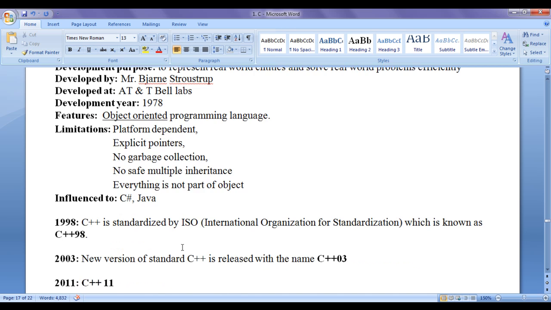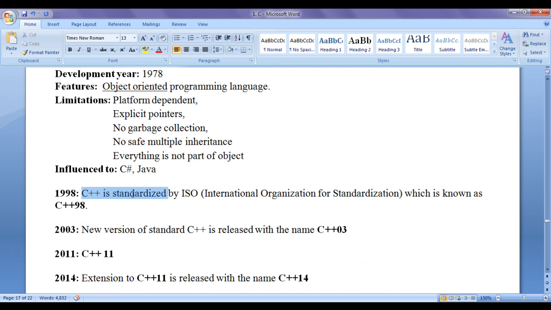In 1998, C++ was standardized by ISO, the International Organization for Standardization, known as C++98. C++98 is a standardized version of C++. In 2003, a new version of standard C++ was released with the name C++03. In 2011, C++11 was released with new features added. In 2014, an extension to C++11 was released with the name C++14.